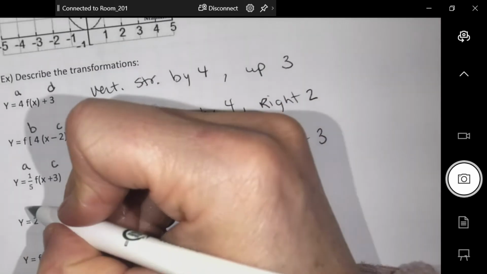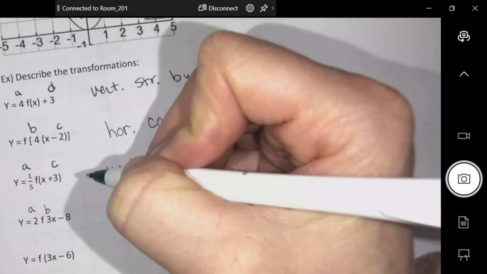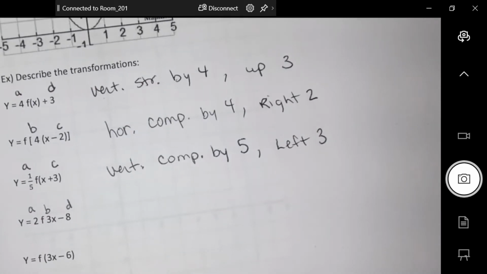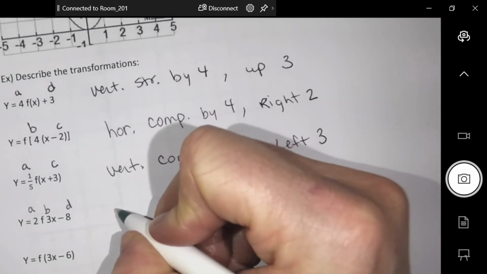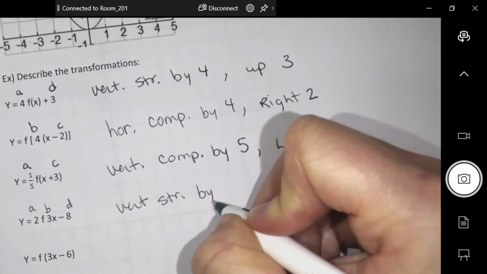Okay, next one we have an A, we have a B, and a D. So A, that changes the Y. So if you change the Y by 2, it's a vertical stretch by 2.